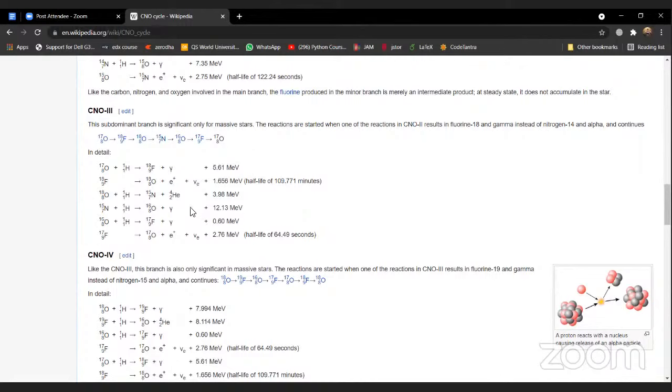109.771 minutes. Oxygen 18 captures a proton to give nitrogen 15 and helium atom, giving out 3.98 mega electron volts of energy. Nitrogen 15 further captures a proton to give oxygen 16 and a gamma ray is released, giving out 12.13 mega electron volts of energy. Oxygen 16 captures a proton to give fluorine 17 atom and a gamma ray is released, giving out 0.6 mega electron volts of energy. Fluorine 17 is unstable with a half-life of 64.49 seconds and it decays into oxygen 17, giving out a positron and an electron neutrino.